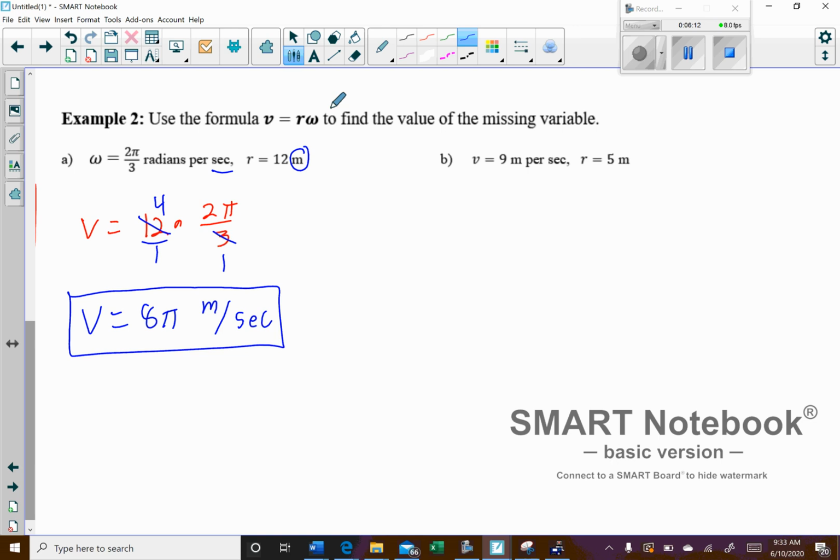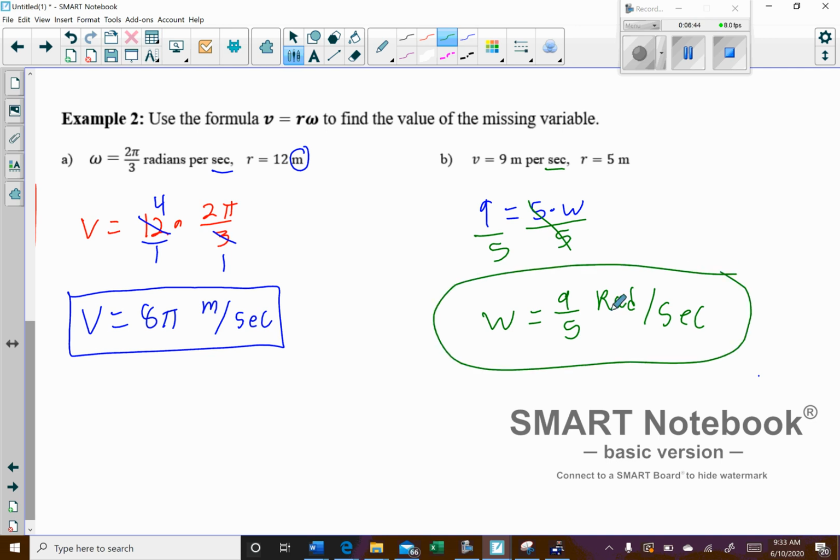Okay, part B, it looks like, let's see, we're missing the angular speed on this one. Okay, so we'll go ahead and solve for that. So let's see, we know 9 equals 5 times W. So then we'll divide both sides by 5. And so that's what our angular speed is going to be here. So we're going 9/5. Looks like we're going to be doing radians, and then it's going to be per second. Okay, so the angular speed will always be radians, and then I had to just figure out, are we doing minutes, seconds, or whatever. And so in this case, it was seconds.